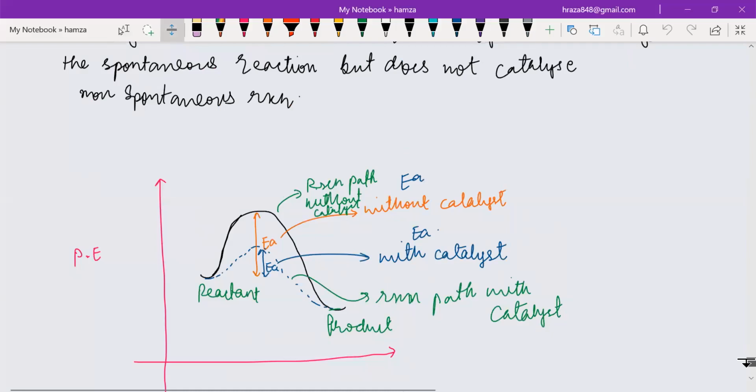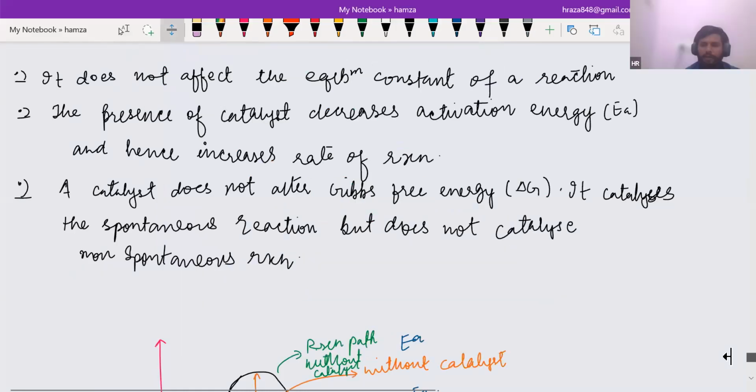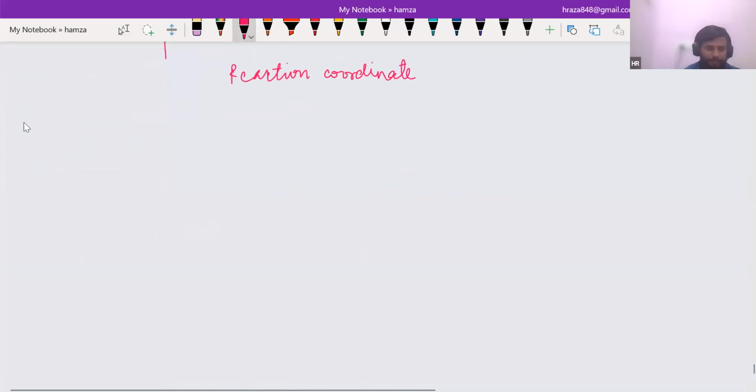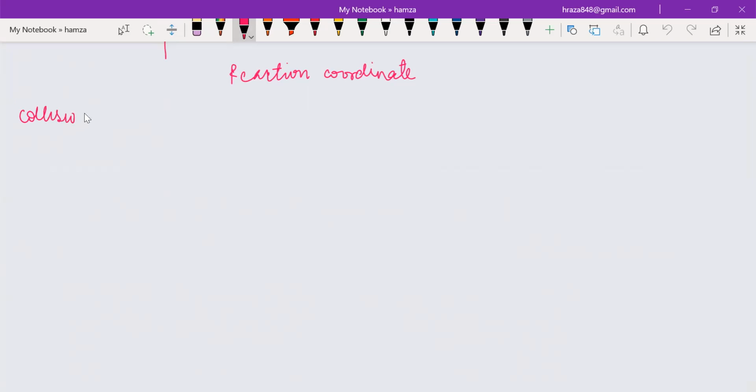This graph with the catalyst and without catalyst. Is there any doubt that you have? No, sir. Okay.